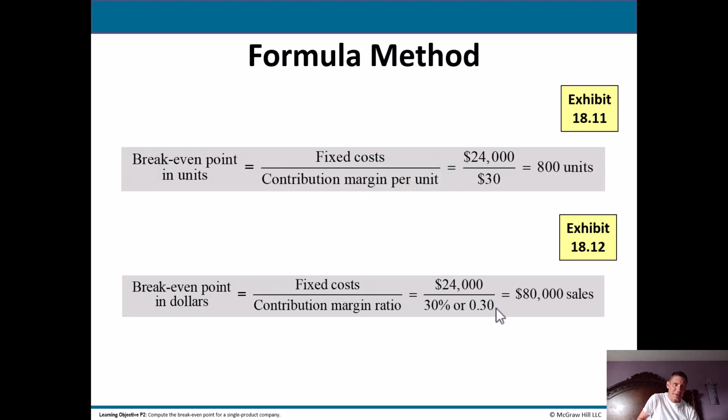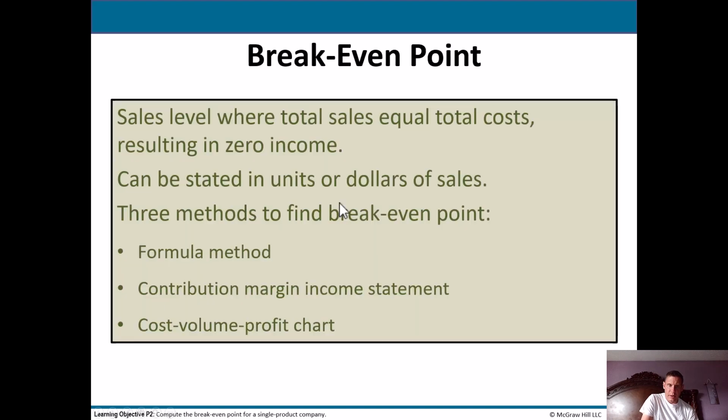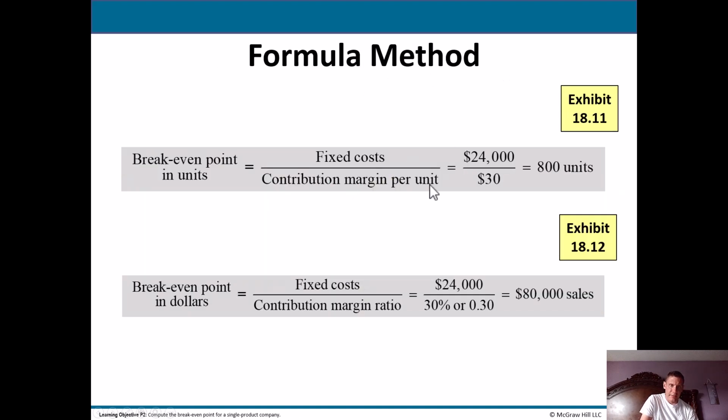So just so you can see how easy this is, the formula method I was just talking about. Break-even point in units: we take the fixed costs, 24,000, and divide it by the contribution margin per unit. In this case, it's 30. These numbers are just given to you. So what we're saying here is we'd have to sell 800 units in order to break even.